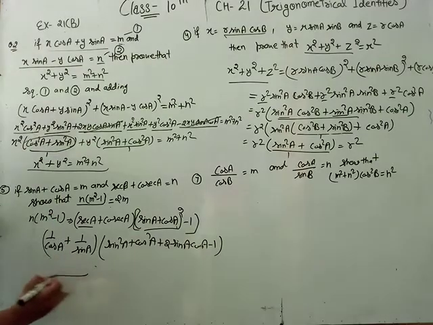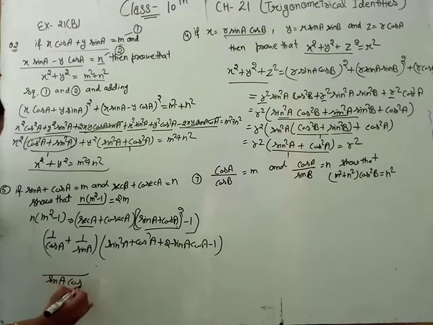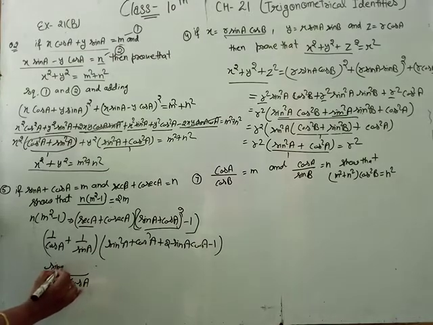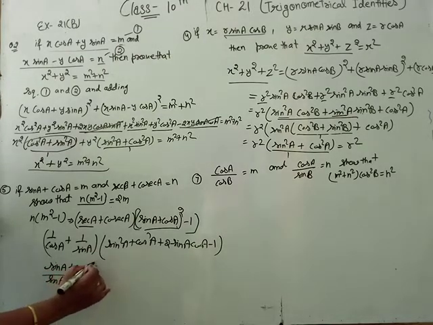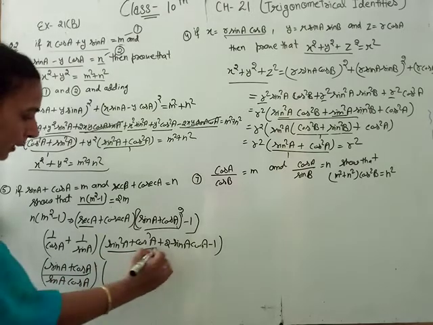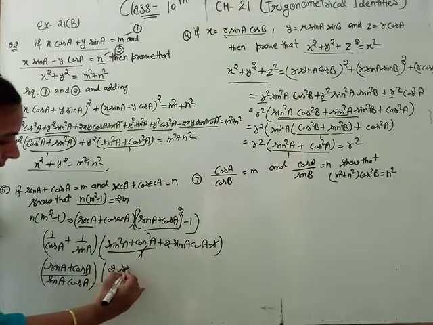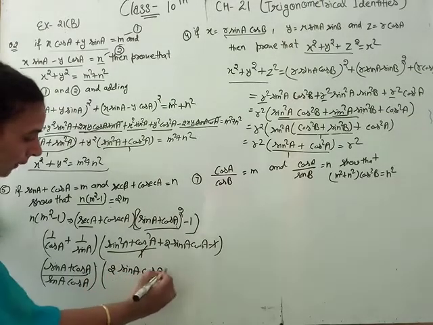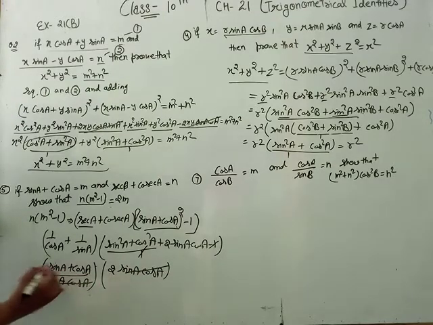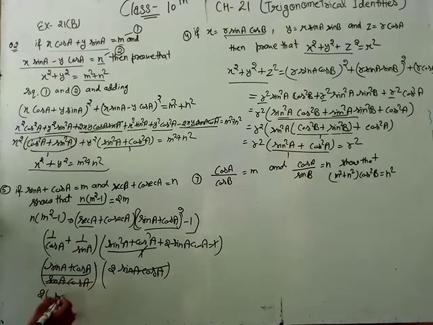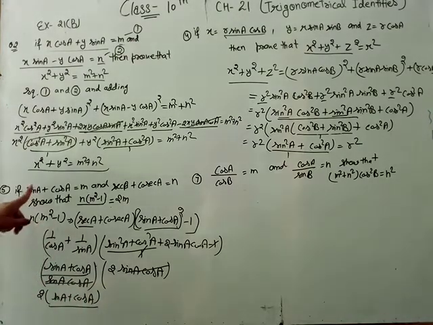Then take the LCM of this, sin a cos a, and there is sin a plus cos a. Sin square a plus cos square a equals 1. Then 1 minus 1 cancels, there is only 2 sin a cos a, and sin a cos a cancels, leaving 2 in front, times sin a plus cos a. And sin a plus cos a equals m, so we write m in place of this. So this equals 2m.